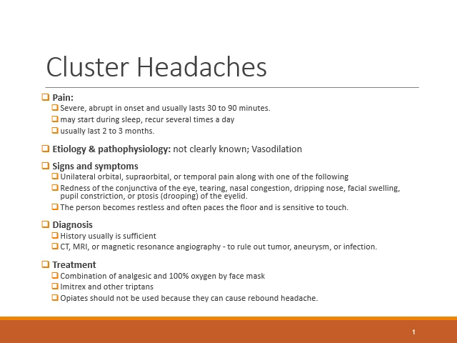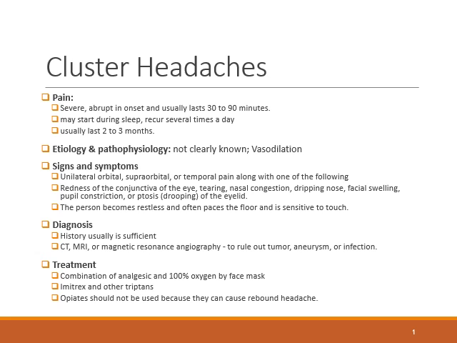Signs and symptoms, once again, are unilateral: orbital, supraorbital, temporal. So it's kind of like the side of the face. The person may have redness of the eyes, tearing, nasal congestion, dripping of the nose, facial swelling, pupil constriction. So this is where you may have unequal pupils as well, as it affects one side of the face. The person becomes restless and often paces the floor and is sensitive to touch. Once again, they're in lots of pain.